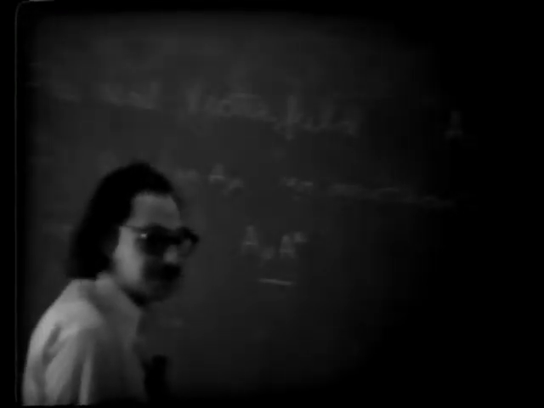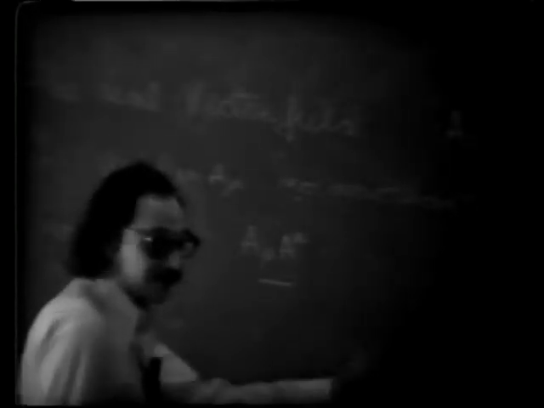Now, with no derivatives, let's start counting. With no derivatives, I can obviously build only one Lorentz invariant form, A mu, A mu. That's it. With one derivative, I can build nothing, because with three vector indices, one from the derivative and two for the fields, there's no possible way I can make a scalar. I always have an uncontracted index around someplace.